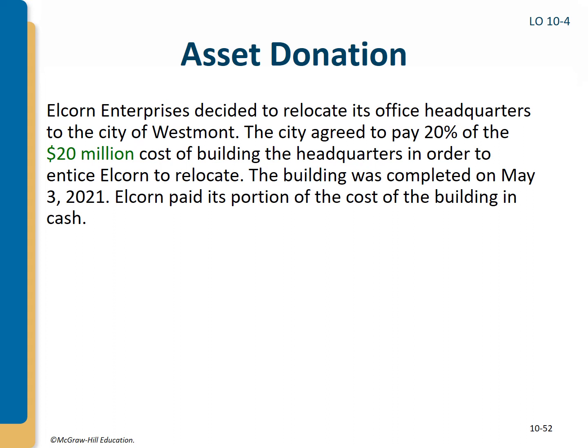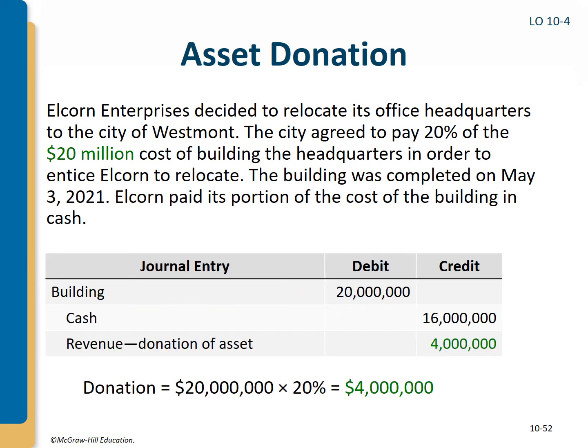Here's how Elkhorn will report that donation. Debit the building for $20 million. Credit cash for the $16 million they had to pay for the building out of their own pocket. The other $4 million, 20% of $20 million, is recorded in a revenue donation of asset account, which would go on your income statement.